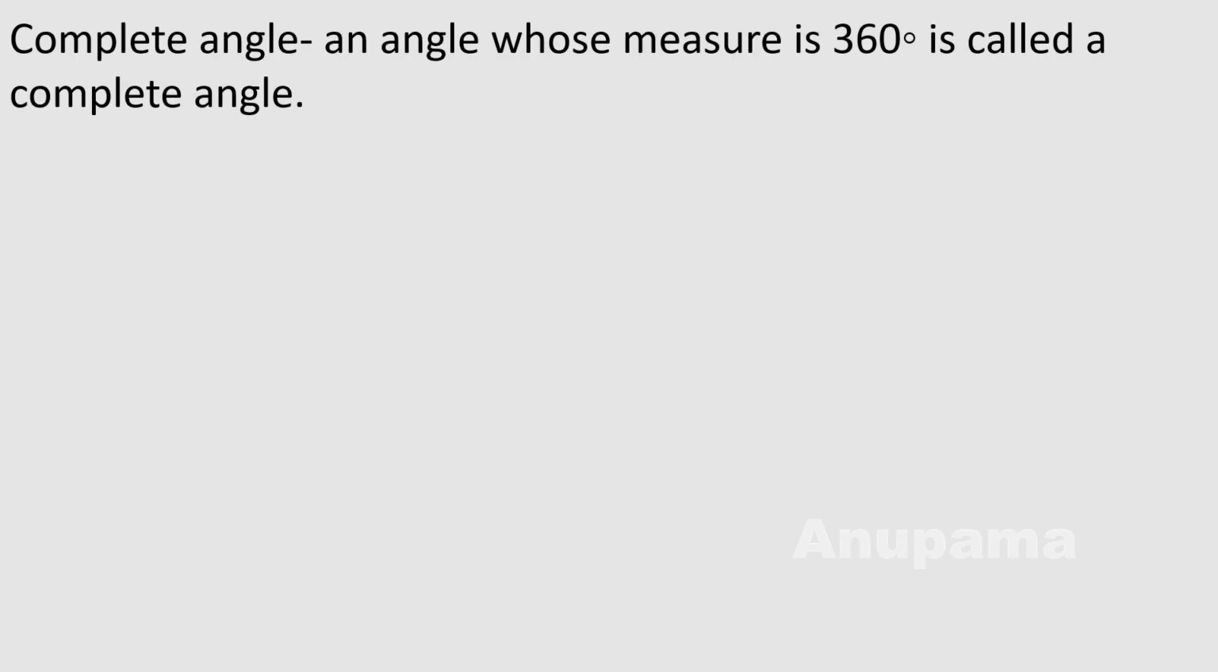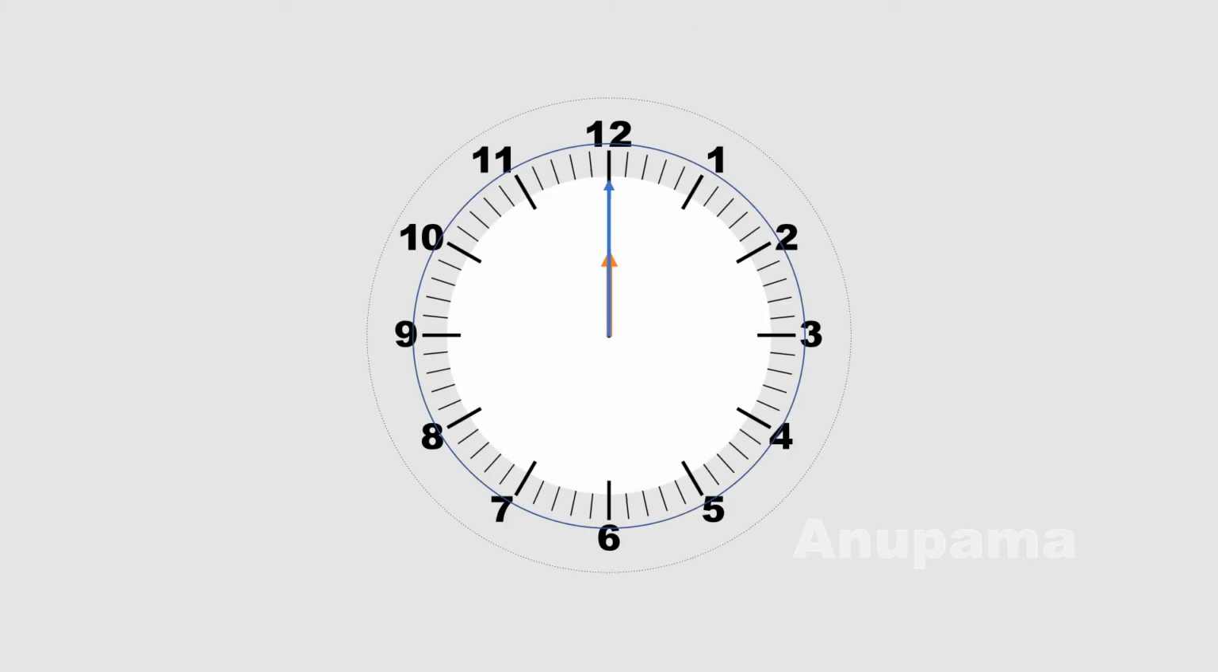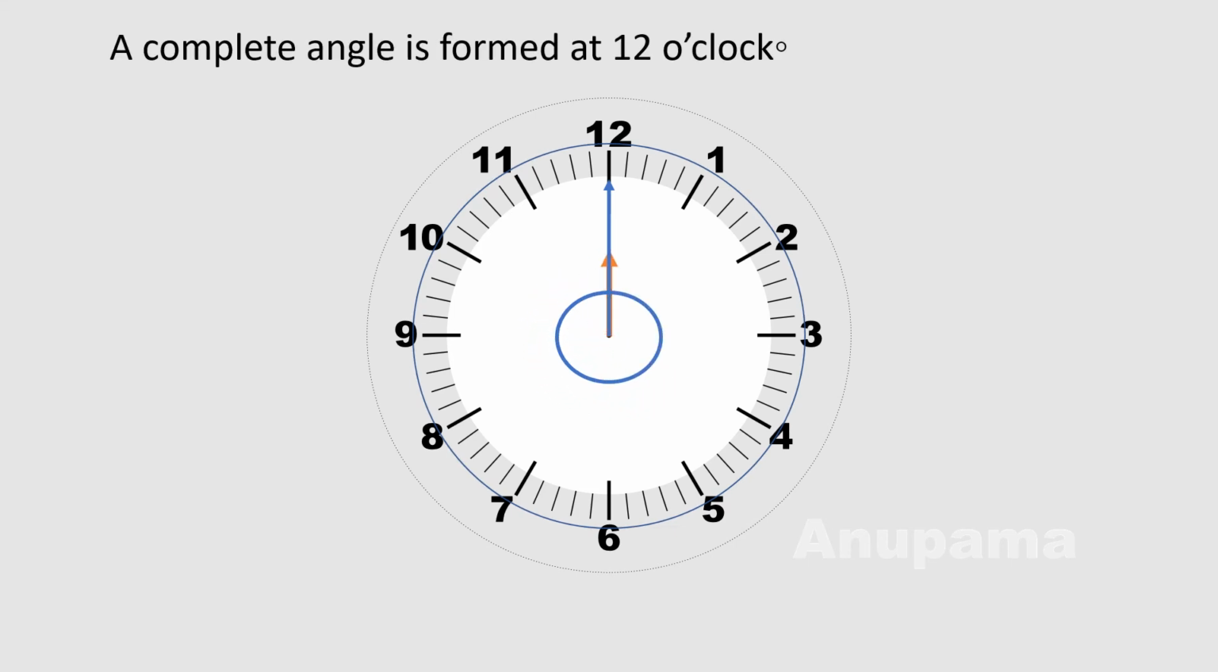Complete angle is an angle whose measure is 360 degree. Like this, it is 360 degree. When there is 12 o'clock in a clock, it is a complete angle.